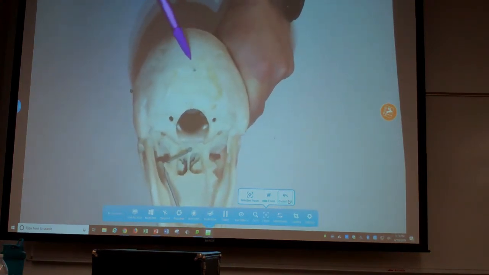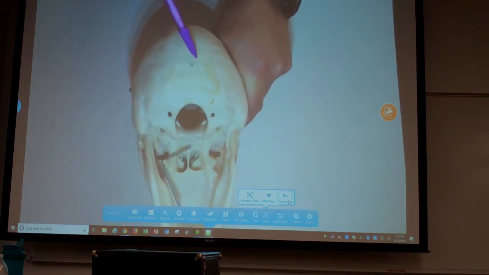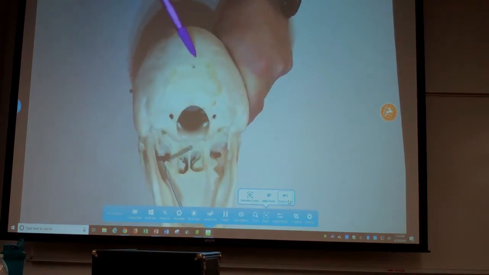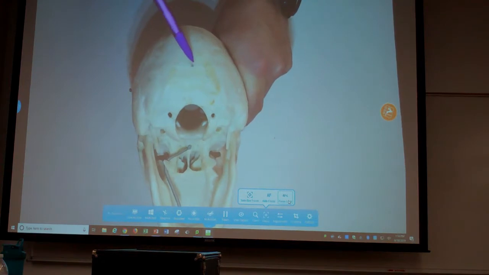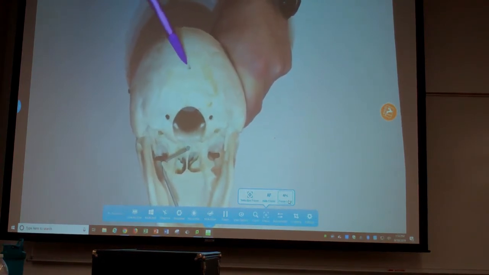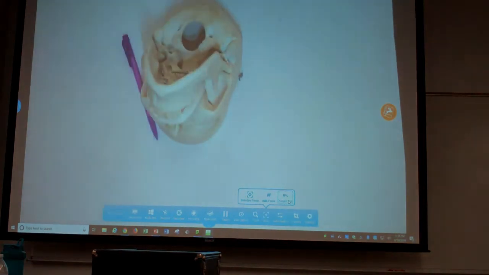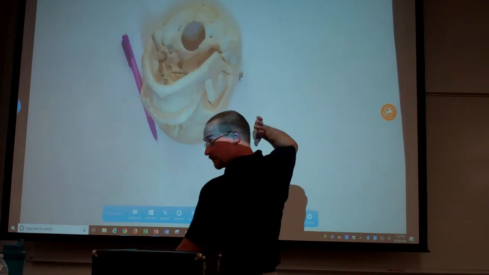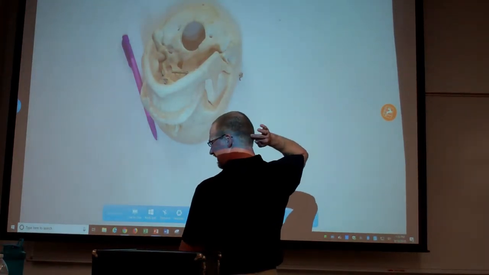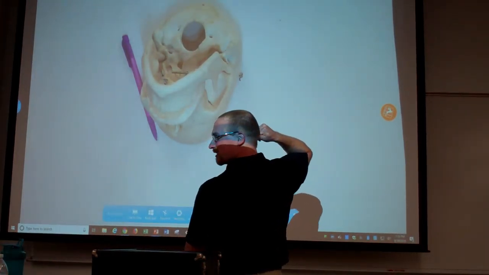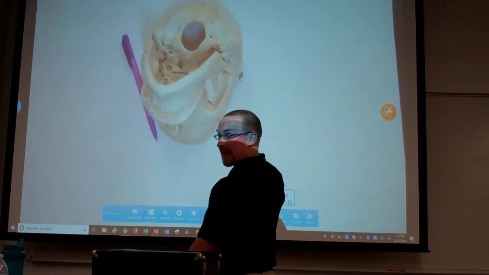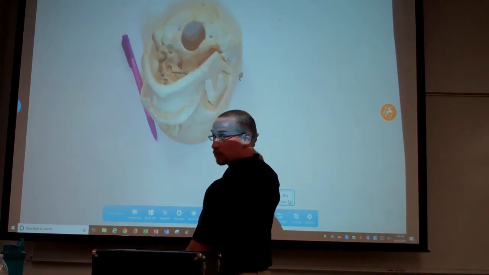In the back here, external occipital protuberance. External, on the outside, on the occipital bone. Protuberance, they can protrude. So this part right here. It's hard to see visually, but I think feeling it makes a little bit more sense. If you take your hand, put it on the back of your skull, and find that pointy part right back there, that's your external occipital protuberance.